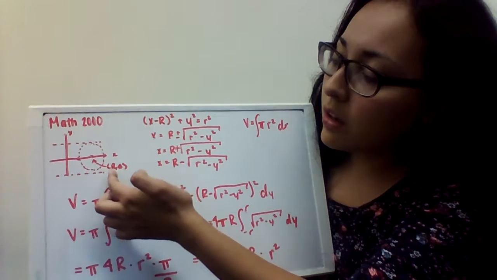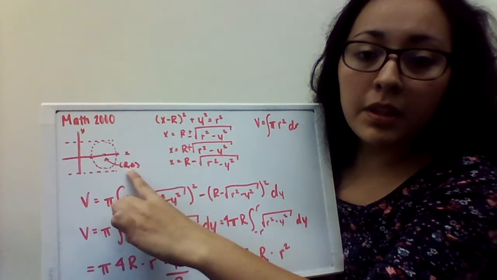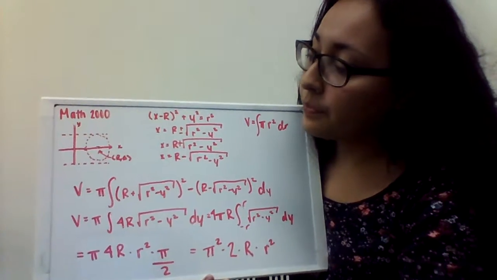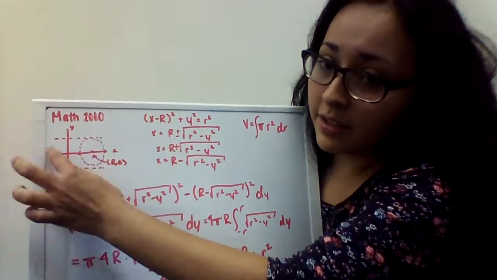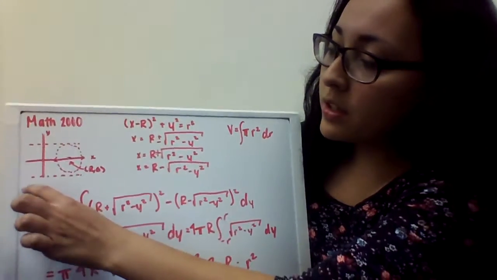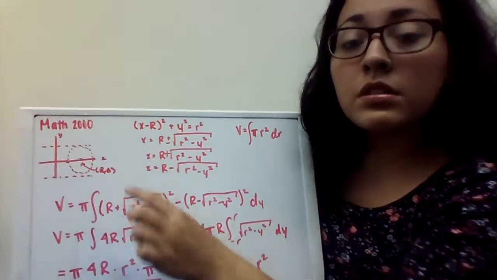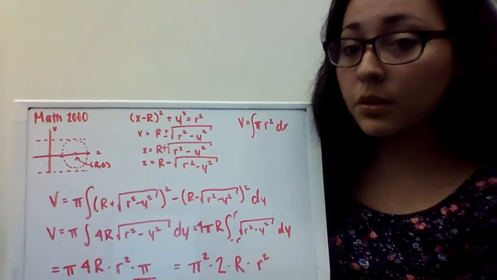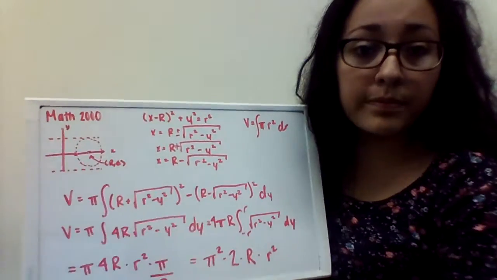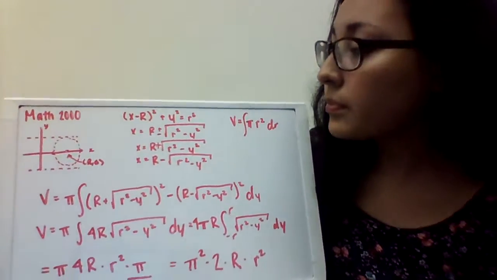My coordinates are capital R, comma 0. And this is going to be r. As you can see, this is the y-axis and this is the x-axis. Now, as you can see also here, these are going to be the bounds. This is going to be the lower and the upper bounds. So this is going to be negative r, just a variable, and positive r. So those will be the upper and lower bounds.